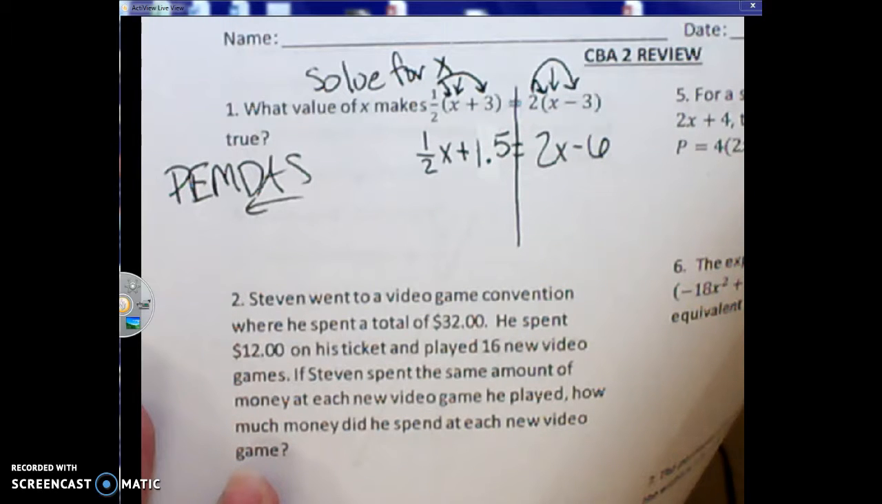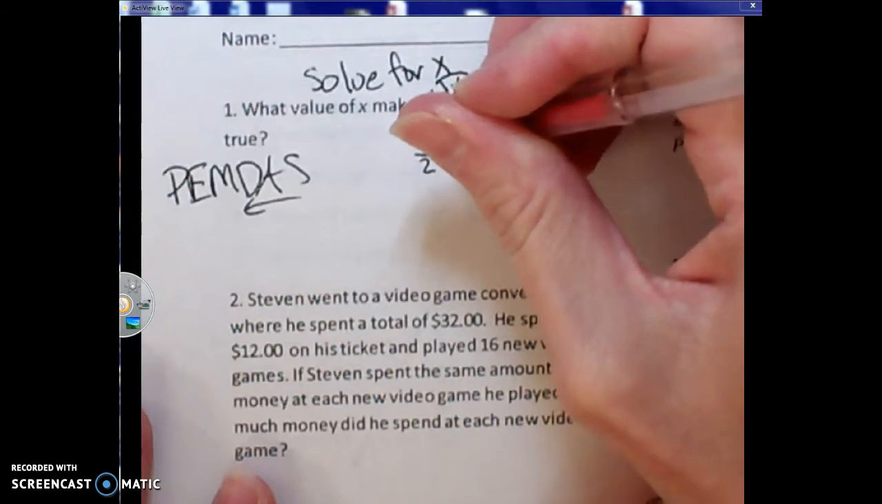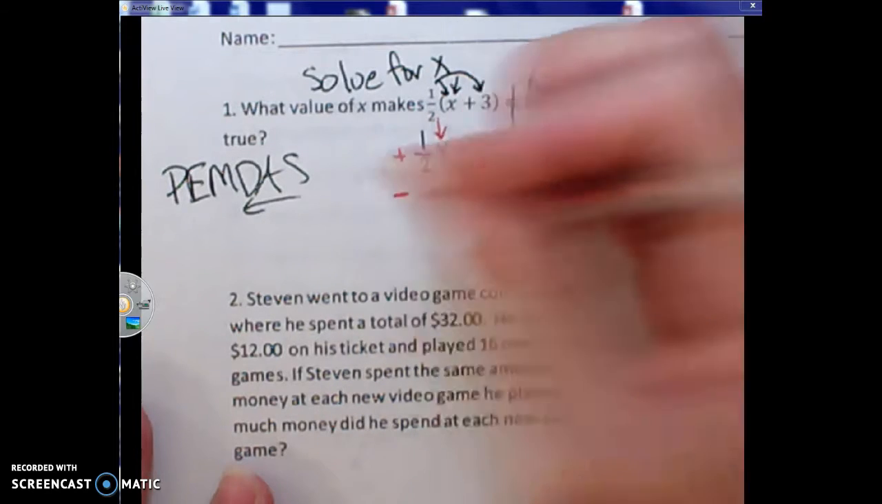Which x should we move? What do you think? The fraction, the smallest one, is the one you usually try to move. So I'm going to move away that 1/2 x to join the x on the other side. Right now, this is a positive 1/2. So how do I move it? You subtract it. So I'm going to subtract it.